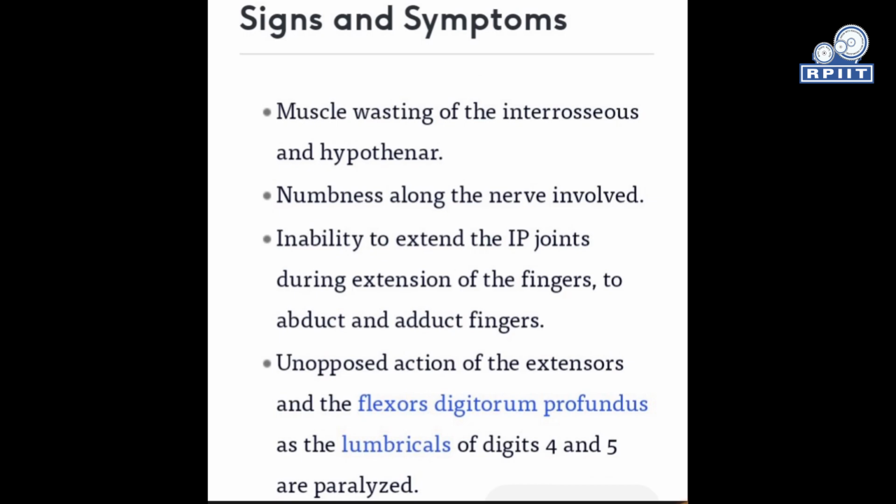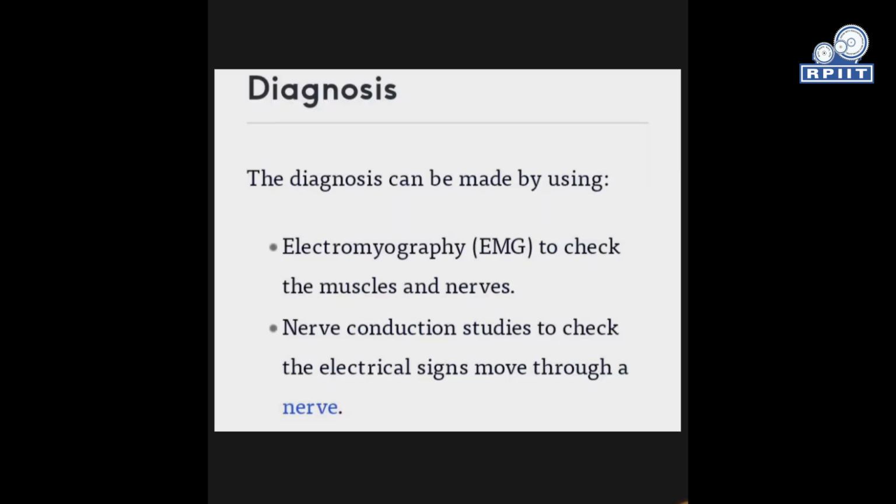Now symptoms. First is muscle wasting of the interossei and hypothenar. The hypothenar is the prominent part of the palm of the hand above the base of the little finger. Numbness along the nerve involved and inability to extend the interphalangeal joint during extension of the fingers, to abduct and adduct the fingers. And unopposed action of the extensor and the flexor digitorum profundus, and the lumbrical muscles of the ring finger and the little finger are paralyzed.